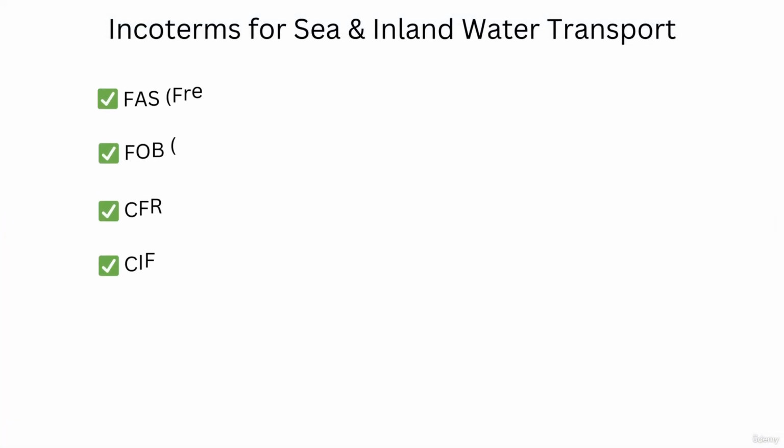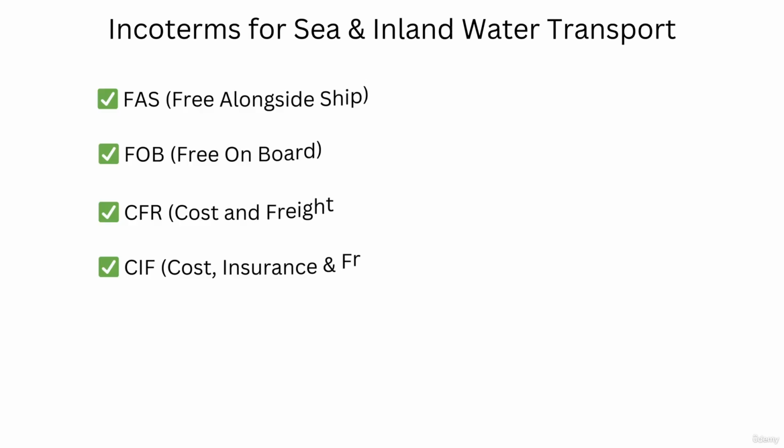Welcome to this module on Incoterms 2020 for sea and inland water transport. In this lesson, we will explore four key Incoterms: FAS, FOB, CFR, and CIF. These terms are widely used in maritime trade and define how goods are shipped, who bears the costs, and when the risk is transferred. Let's explore one by one.